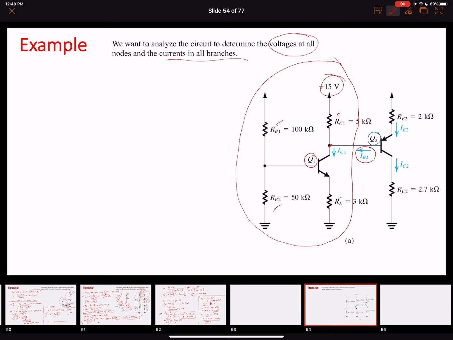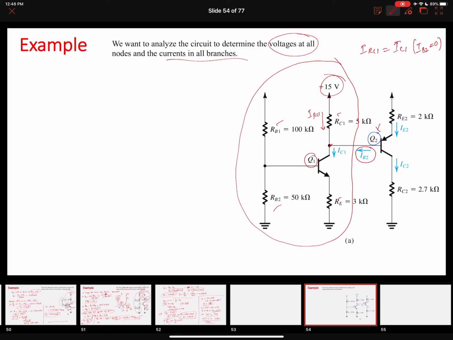Right? So what this will do is, initially, assuming that when we do not have a Q2, the current that is flowing through IRC1 should be equal to IC1, considering IB2 equals 0, right? So for example, if I don't assume these two transistors to be connected, this means that our IRC1 and IC1 will be equal, and we have the circuit, right?